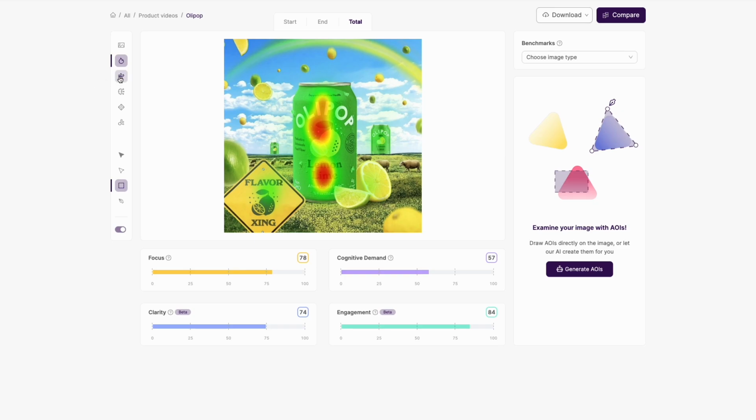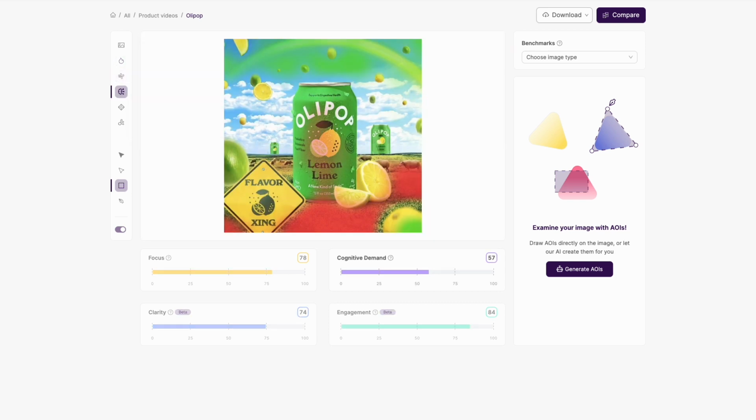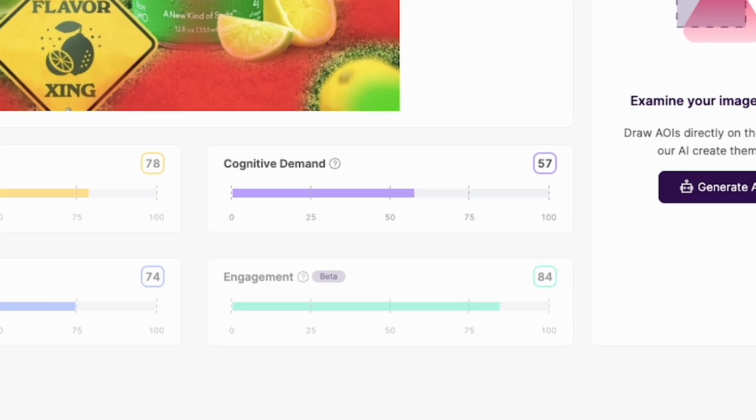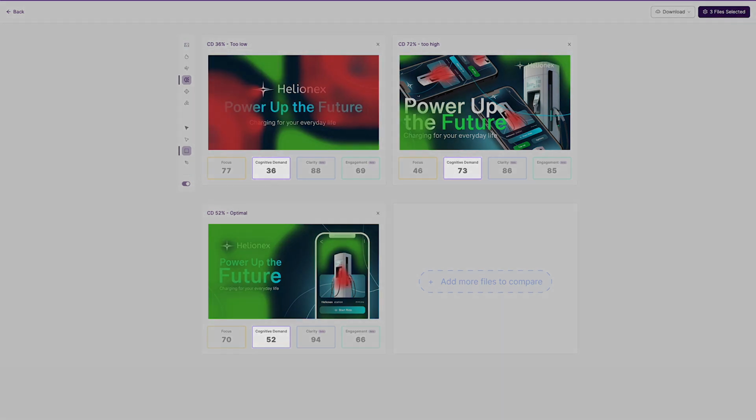Visual complexity, or in simple terms, the amount of information that the viewer has to process, can be directly seen by looking at the cognitive demand score. For example, here are 3 ads, which all contain the same basic elements, but with very different levels of cognitive demand or complexity. Essentially, a too low or a too high score can cause the viewers to lose interest.